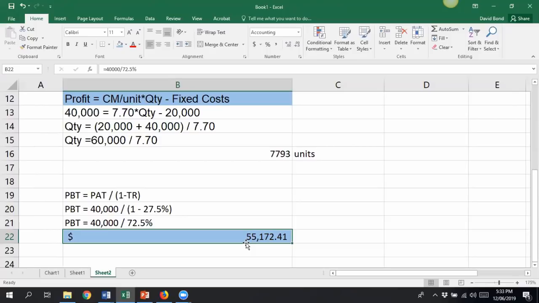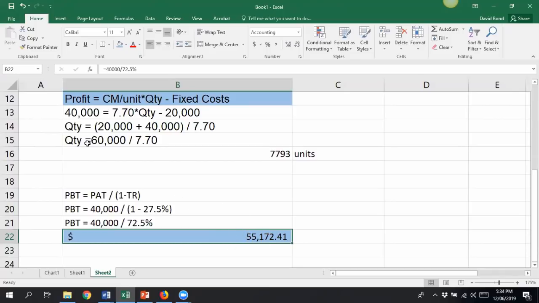So just take a step back. Always take a step, have a look at it. Does it seem to be reasonable? And if it does, all good. If it doesn't, have a quick look over your working and see if you've just made a silly mistake along the way.